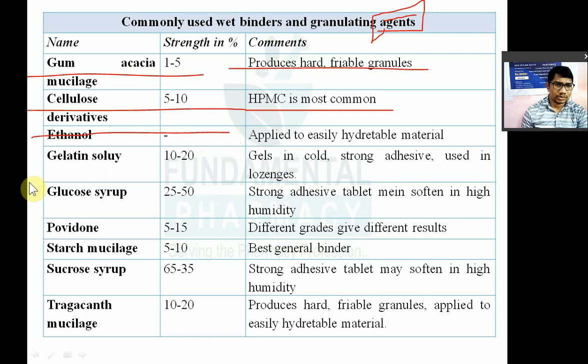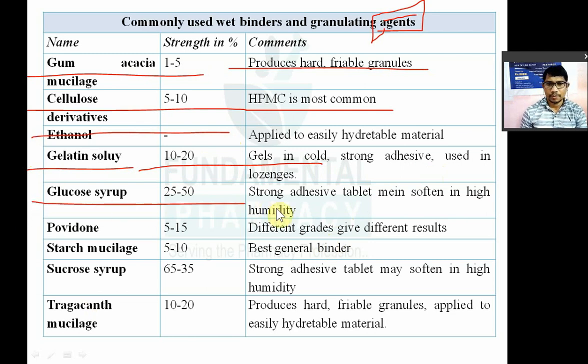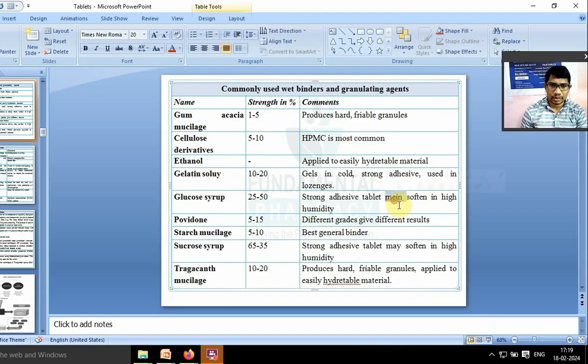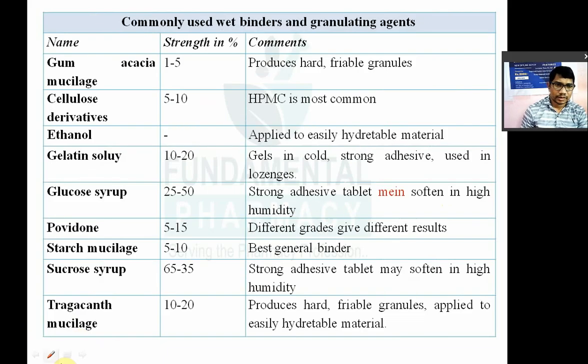Gelatin, gelatin syrup or gelatin solid 10 to 20%. Gels in cold, strong adhesive, used in lozenges. तो gelatin जो है ना, cold condition में उसका जेल होता है. It is a very strong adhesive agent used in the lozenges. Glucose syrup 20 to 30%, strong adhesive, and the tablet may soften in high humidity. ग्लूकोज सिरप अगर यूज करेंगे तो जो टैबलेट है वो high humidity condition में softening भी हो सकता है. Next is the starch mucilage.